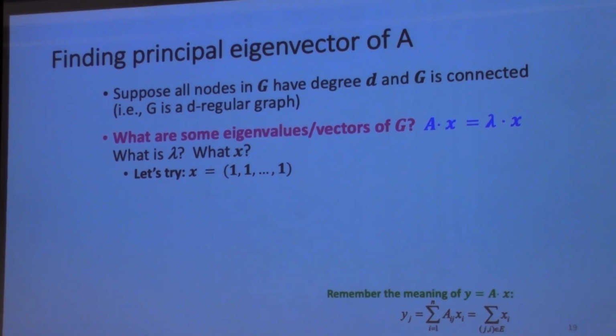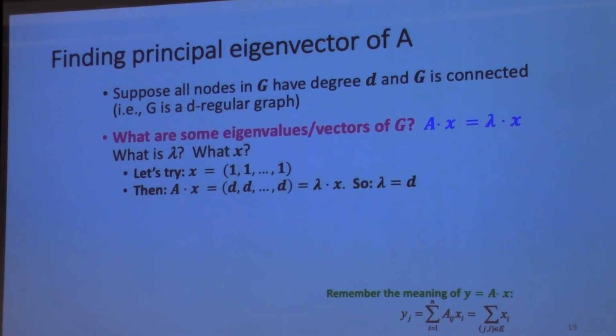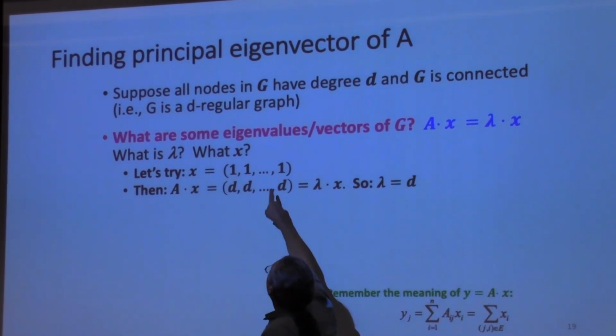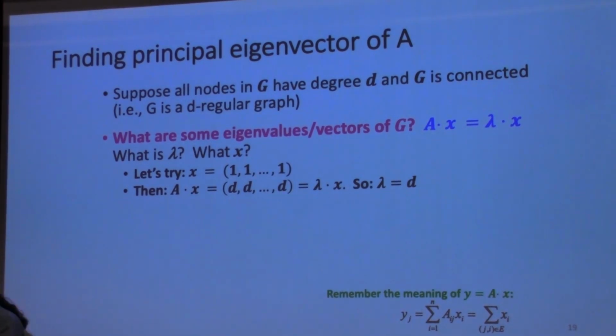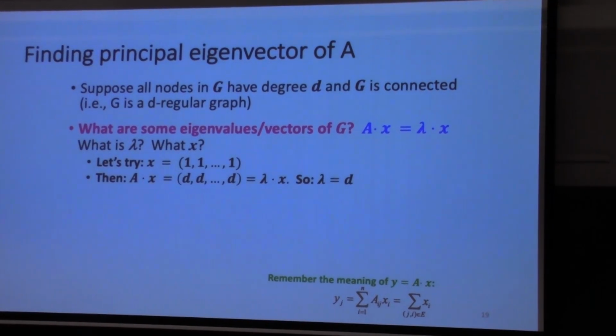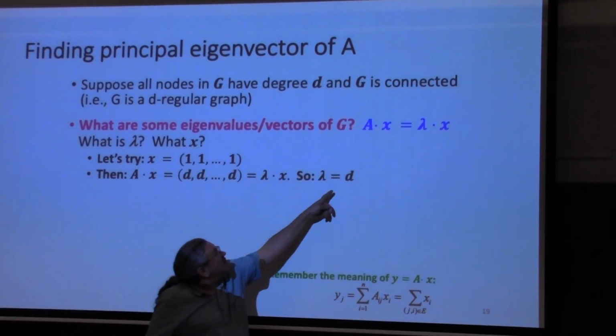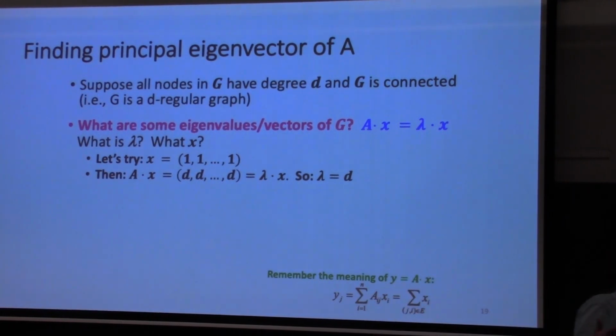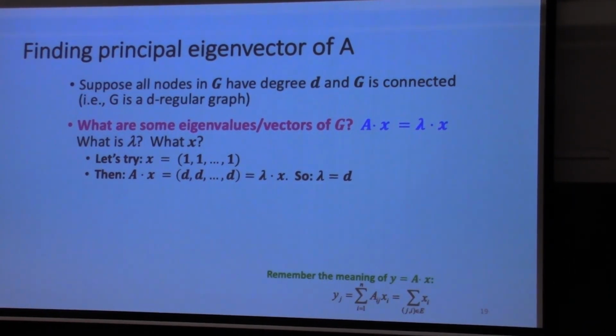Well, let's try the vector 1, 1, 1, 1 on this graph. Then A times x will be d, d, all the d's, because each node has 3 outgoing links, but also 3 incoming links. So the number of ways of going into a node is d. That means d is an eigenvalue. So if you have a graph with only degree d, d is an eigenvalue. So eigenvalue is somehow connected with the degree of the graph. Interesting, huh?